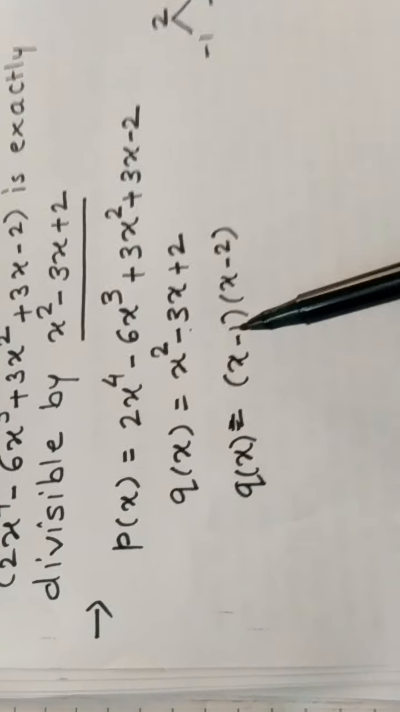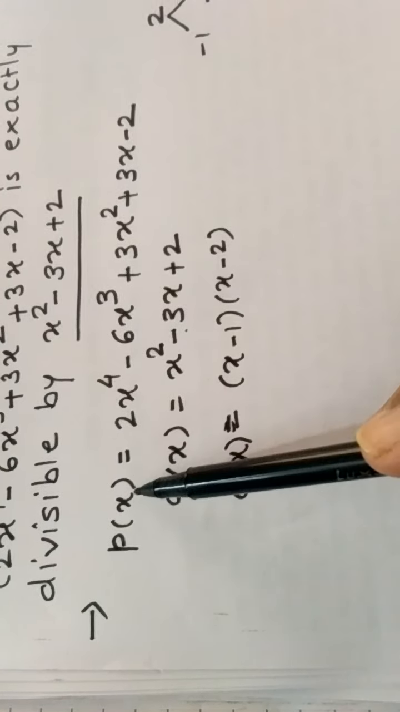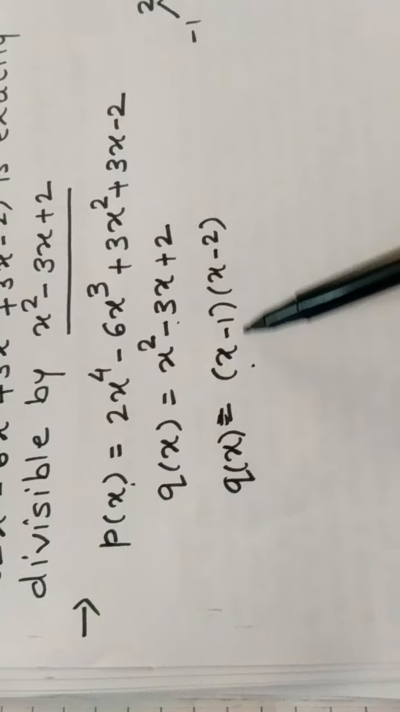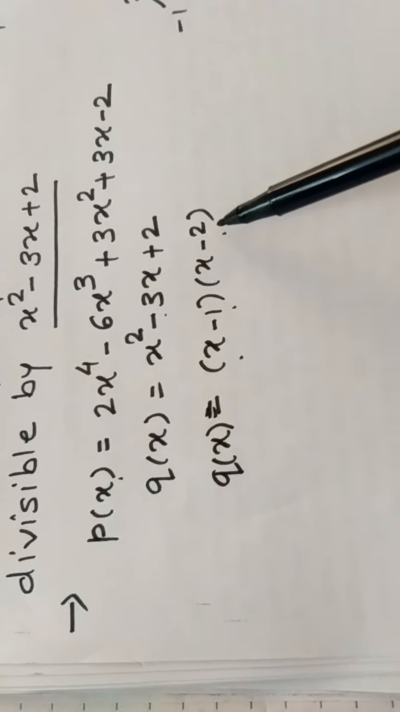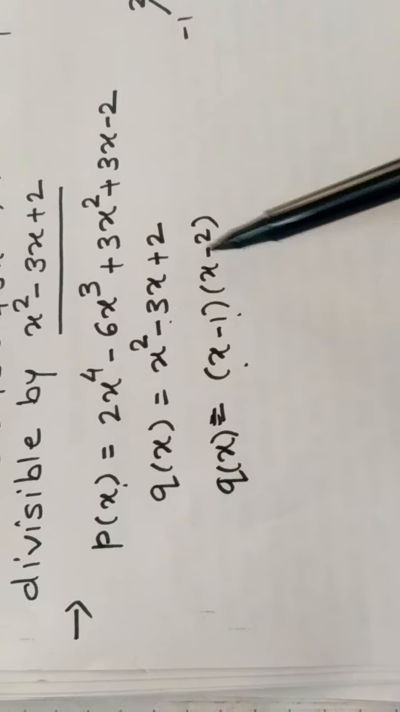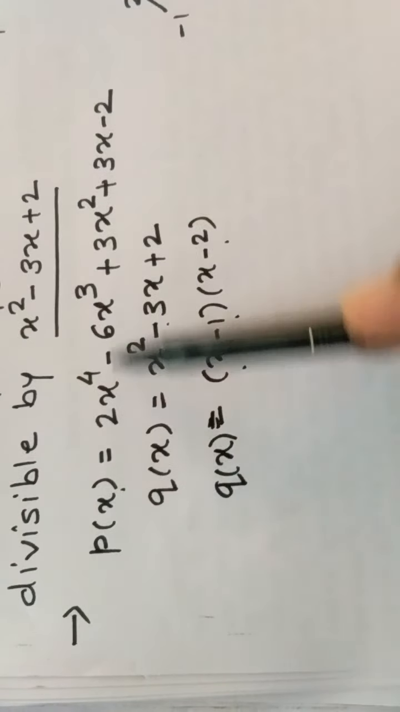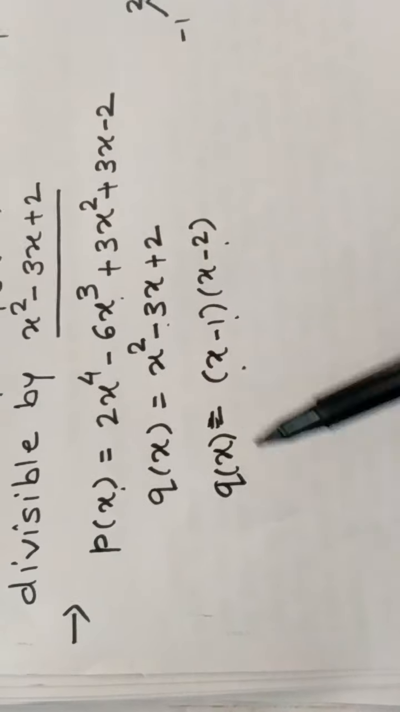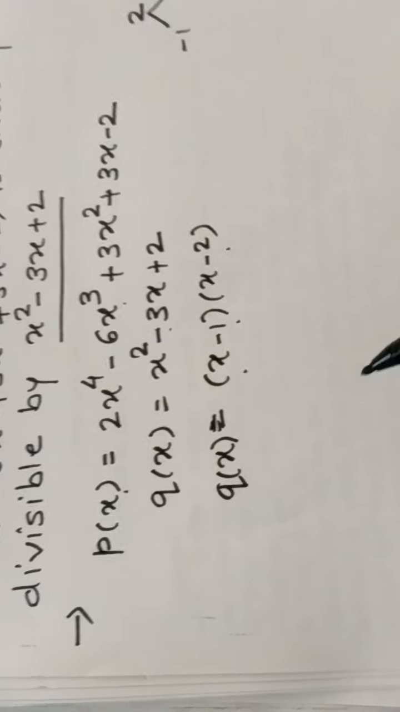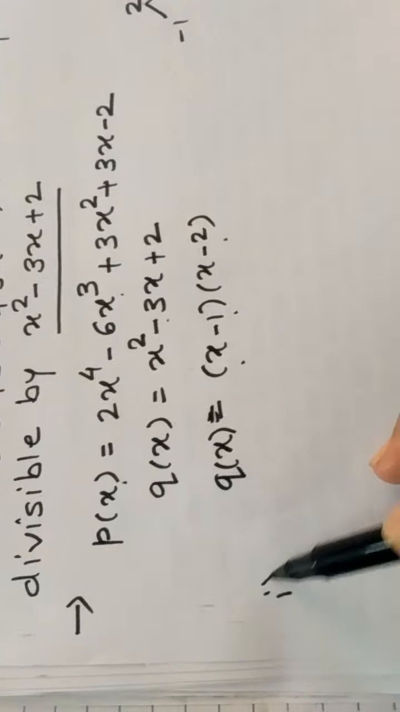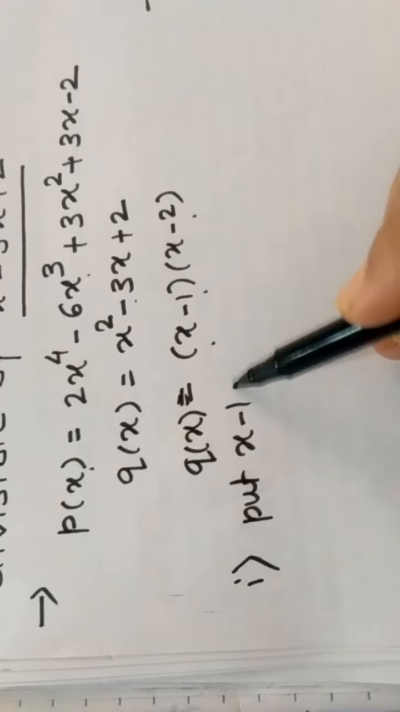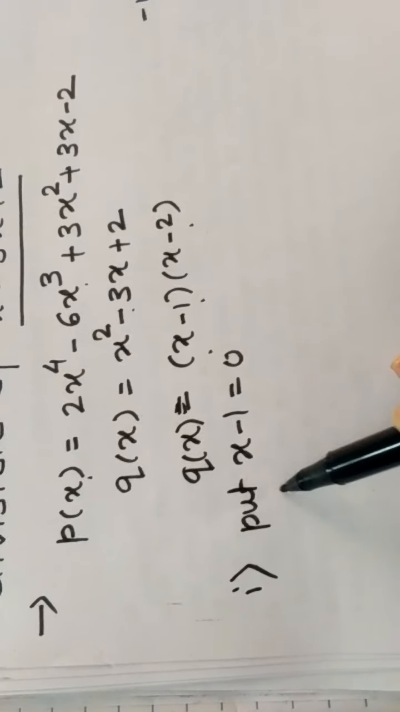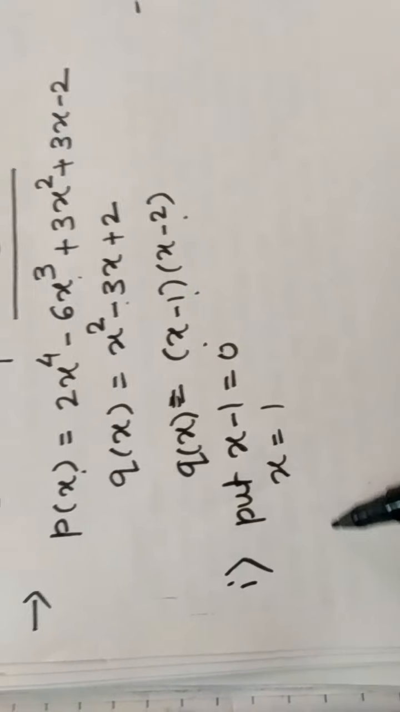Now, if we divide the polynomial p(x) by each of these factors and the remainder is 0, then we can say that the polynomial p(x) is exactly divisible by the polynomial q(x). Hence, in the first case, put x minus 1 equal to 0, that is x is equal to 1.